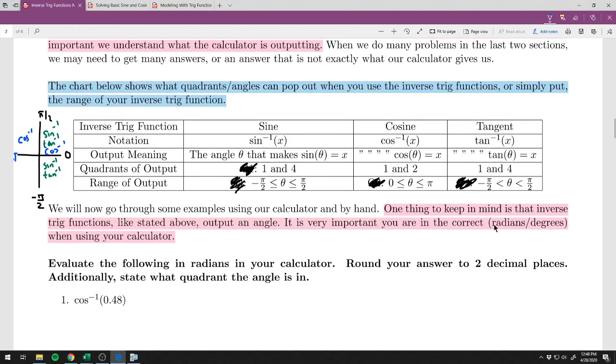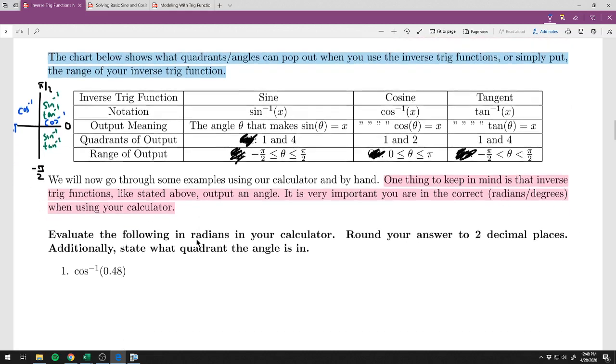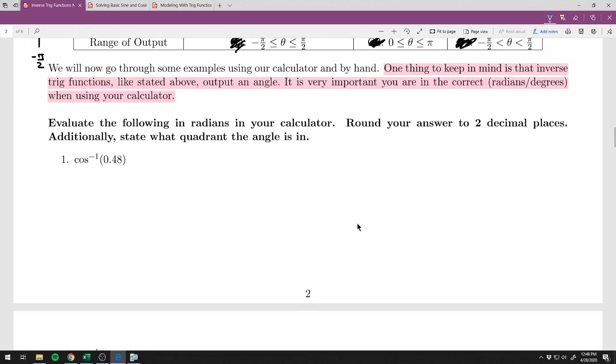All right, and once again, I'll reiterate, it's very important when you do inverse trig functions that you're in the correct mode. You'll have to be told in the problems which mode to use, unless it's written somewhere. But we just have a few problems, mostly calculator, but we want to understand what it's giving out.